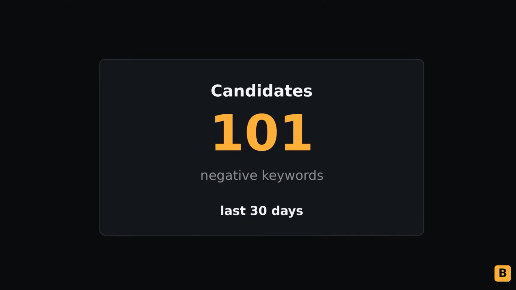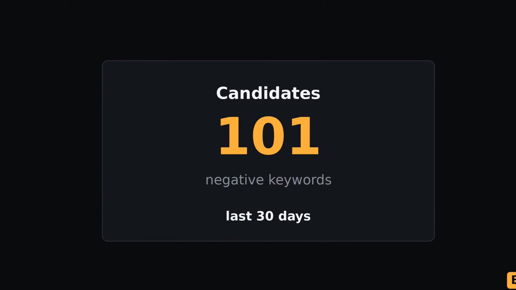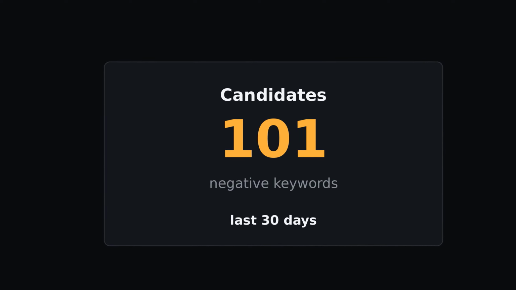Those 101 terms are not a research project. They are concrete negative keyword candidates sitting in the search terms report right now. Most teams still export the CSV, filter in a sheet, and hope someone has an hour free. That lag is why the same 0 conversion queries keep charging overnight while average CPA holds near $41.